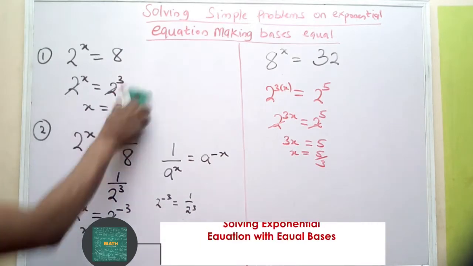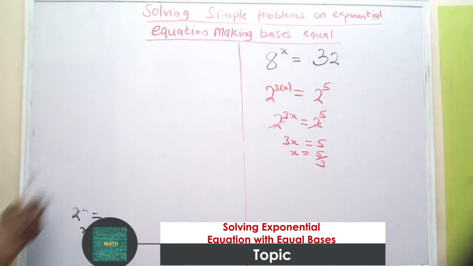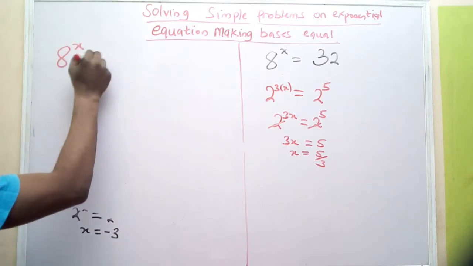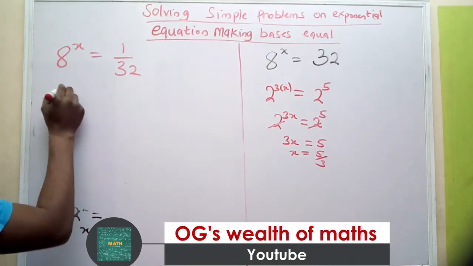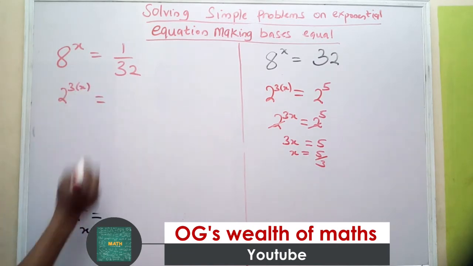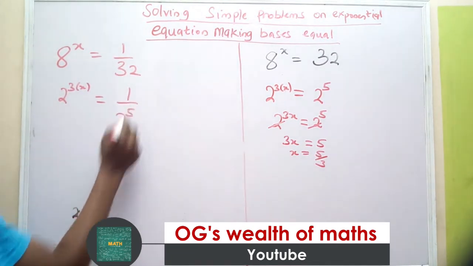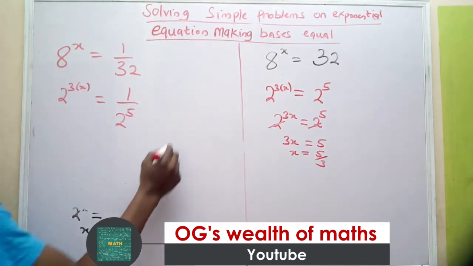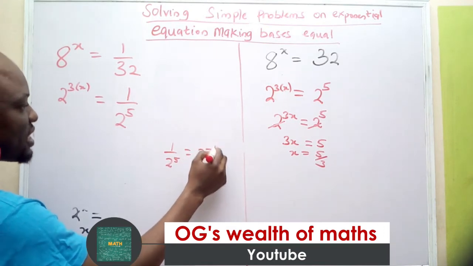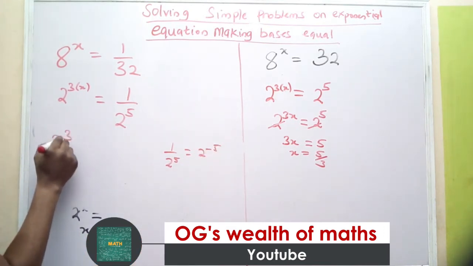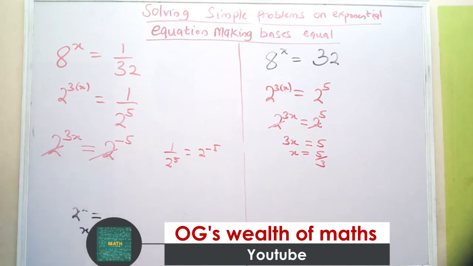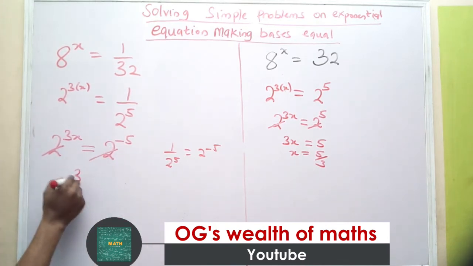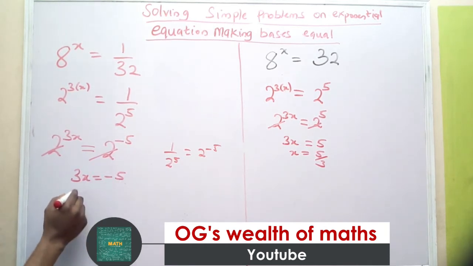Let's say we have a problem like this: 8 to the power of x equals 1 over 32. I'm going to do the same thing. This base will be 2, so this will be 1 over 2 raised to the power of 5. You transform it: 1 over 2 raised to the power of 5 is the same as 2 raised to the power of negative 5. So this is 2 raised to the power of 3x equals 2 raised to the power of negative 5. What they have in common, you cancel out. So 3x equals negative 5, so x will be negative 5 over 3.